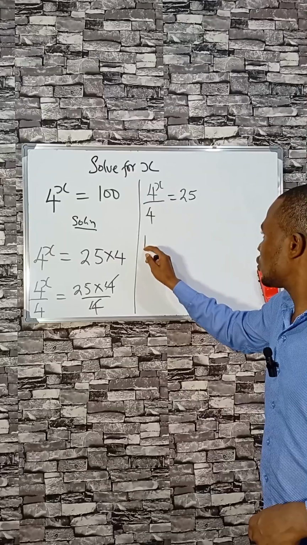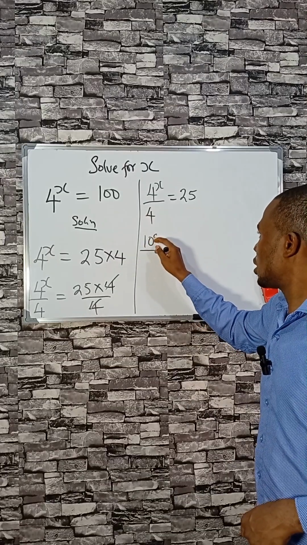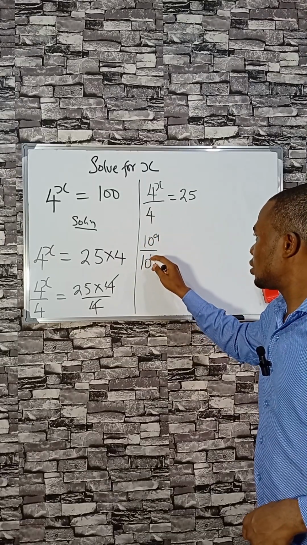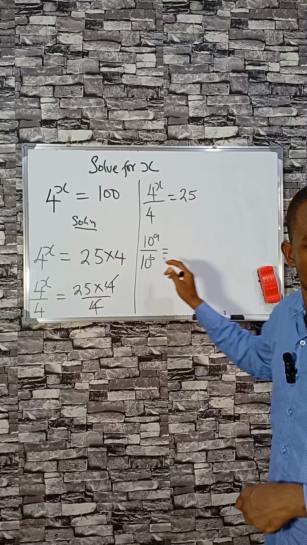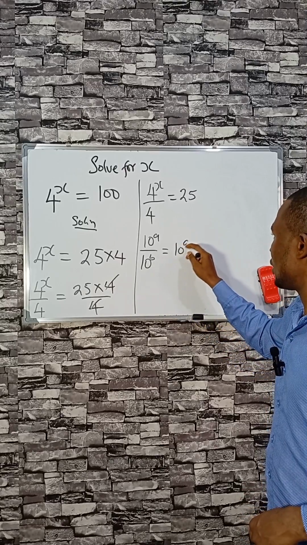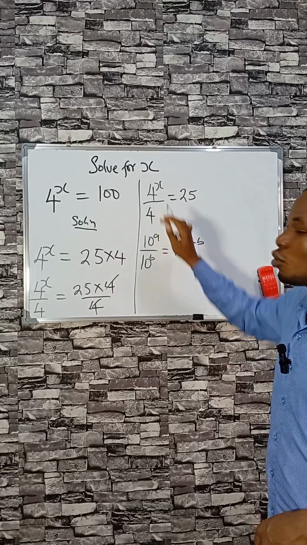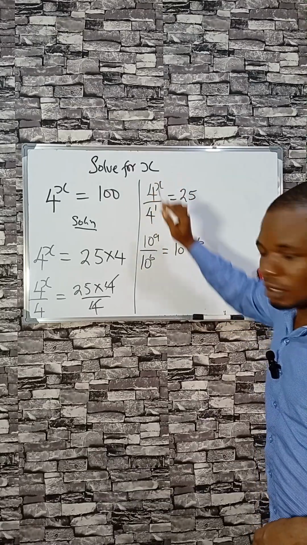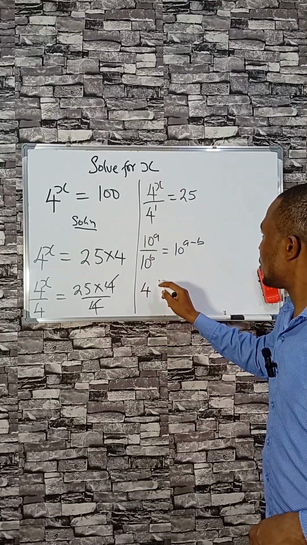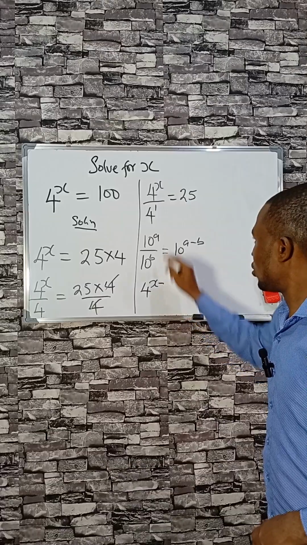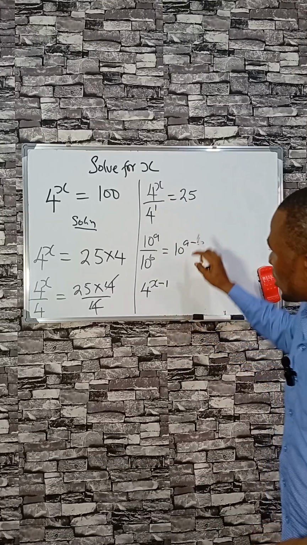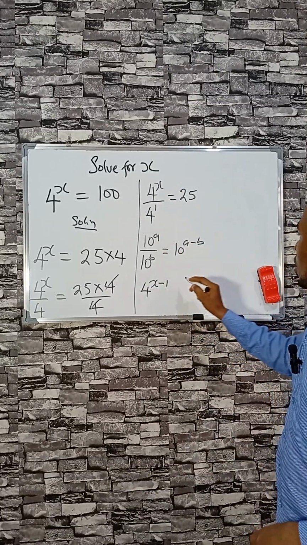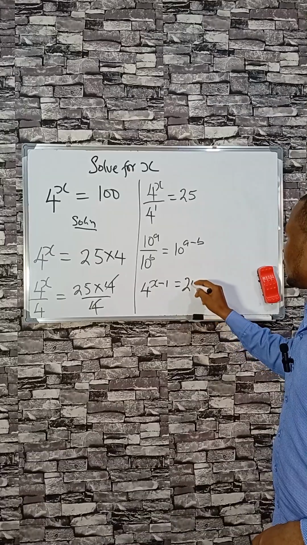Now, one of the laws of indices says that if you have 10 raised to the power a divided by 10 raised to the power b, you can comfortably write it as 10 raised to the power a minus b. So we apply it here. This is power 1. Since they have the same base, we can subtract the powers. So x minus 1, applying this law, equals 25.